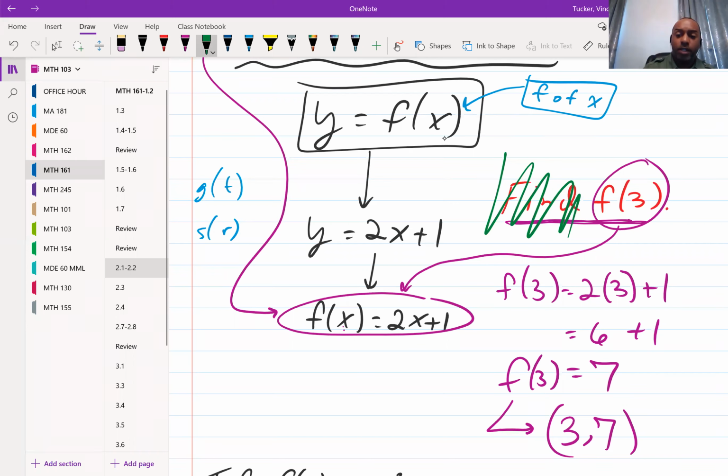So you plug it in and you get 7. So f of 3 equal to 7 is also the ordered pair (3, 7). x was 3, because we plugged it in, you got out 7.